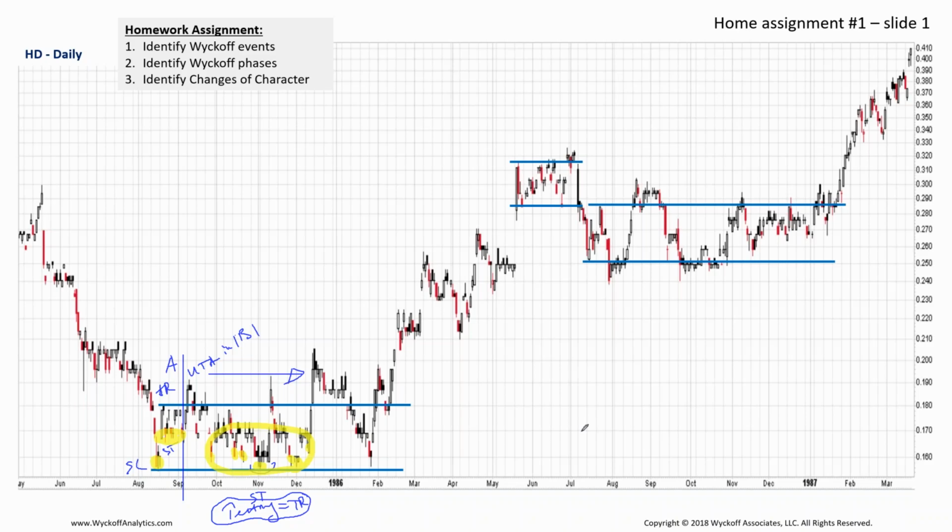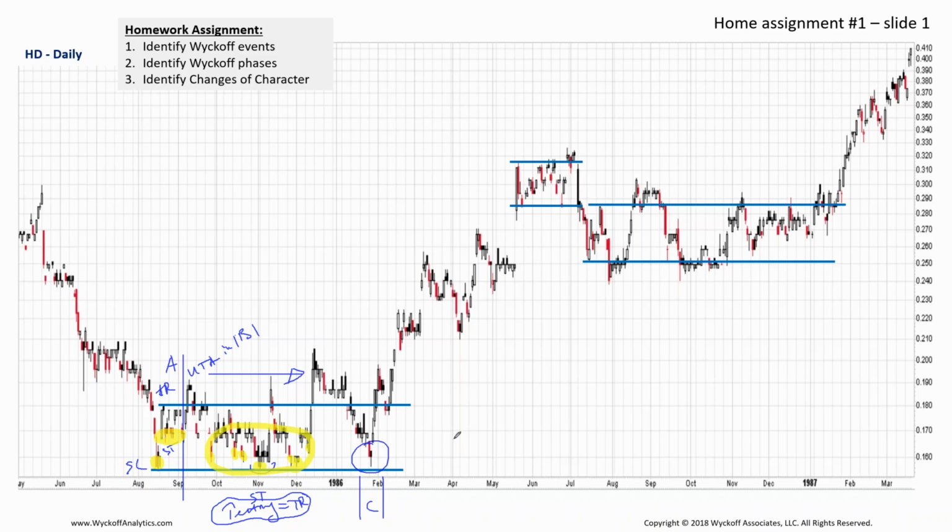There are two points I can identify. One is the upthrust that happens soon after the testing of the support level, and the other one is the low of the phase C. Those are the two things that stand out. Okay, so let's deal with phase C first. So why is this phase C?